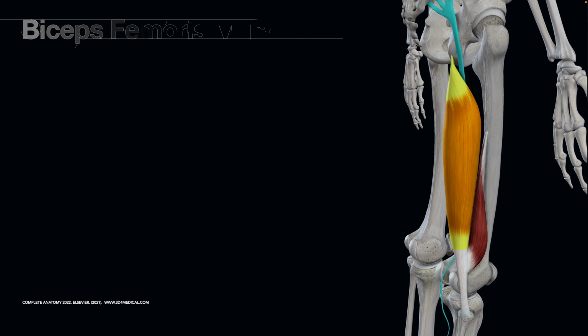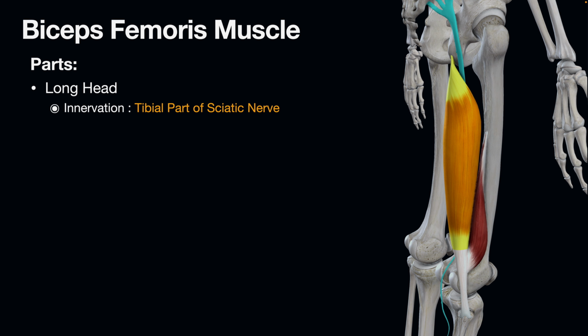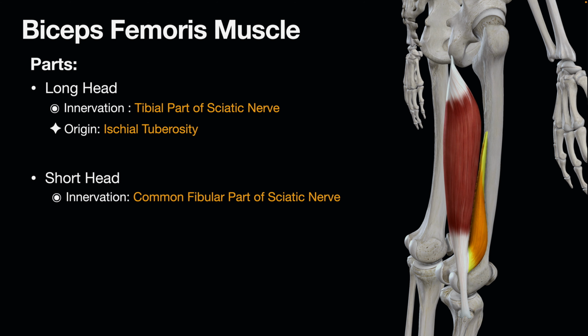The biceps femoris is the largest muscle of the posterior thigh, and it consists of two heads. A long head, which receives its innervation from the tibial division of the sciatic nerve and originates from the ischial tuberosity, and a short head, which is innervated by the common fibular division of the sciatic nerve and originates distally from the long head at the lateral lip of the linea aspera.